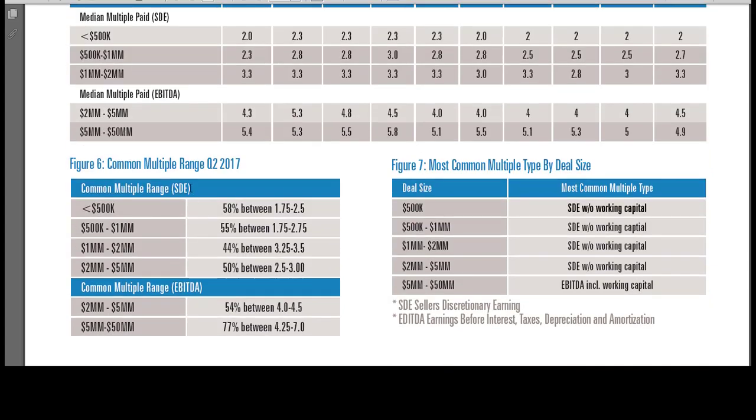Even more useful is the next way they describe it, in which they've given a range of the sale price multiple. So for the smallest category of businesses here, 58% of them sold for a multiple which was 1.75 to 2.5 times the seller's discretionary earnings. Interestingly, the $2 to $5 million category, they've reported both. So 50% of those businesses sold for a multiple of between 2.5 and 3 times the seller's discretionary earnings, or 4 to 4.5 times their EBITDA. So this is a much more useful and a much more nuanced way to look at the range of PE multiples that might be applicable to another business.